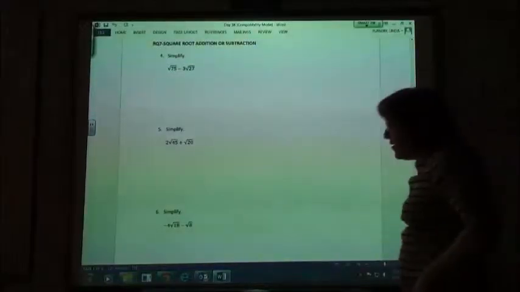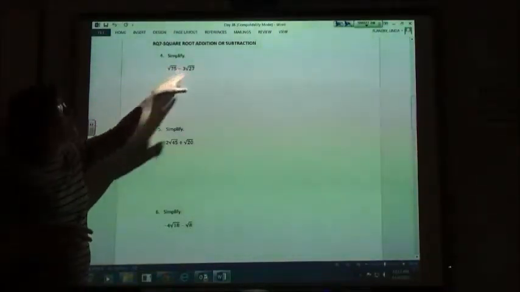Square root addition or subtraction. When we add and subtract, we have to add and subtract like terms. So if I have 2 square root of 3 plus 5 square root of 10, I can't add them because they're not like terms. They have to have the exact same thing under the square root.